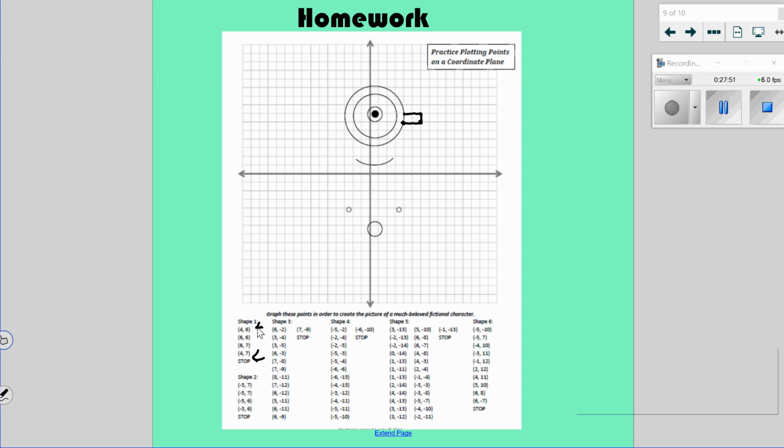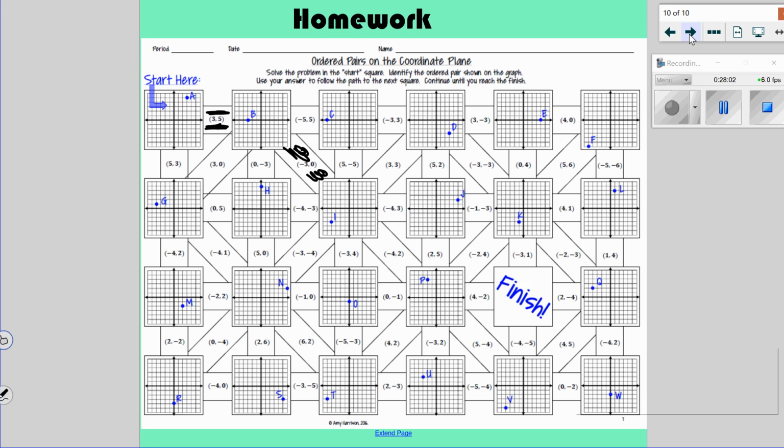Don't connect the dots between 4, 7 and negative 3, 7. That's going to be a whole separate shape. So you're going to have 6 shapes. When you draw them all together, it comes out to a shape you should recognize. Here's the last part. Oopsie, I forgot to erase this one.